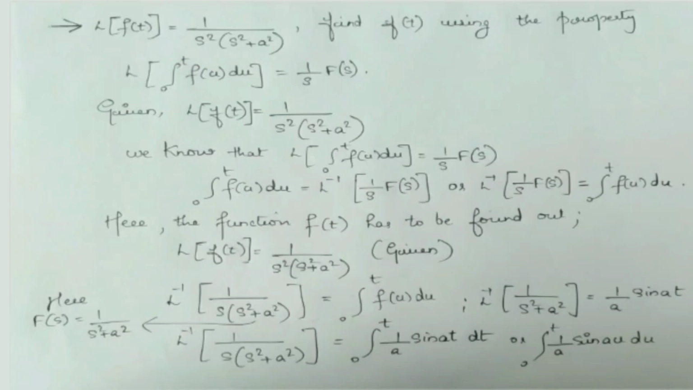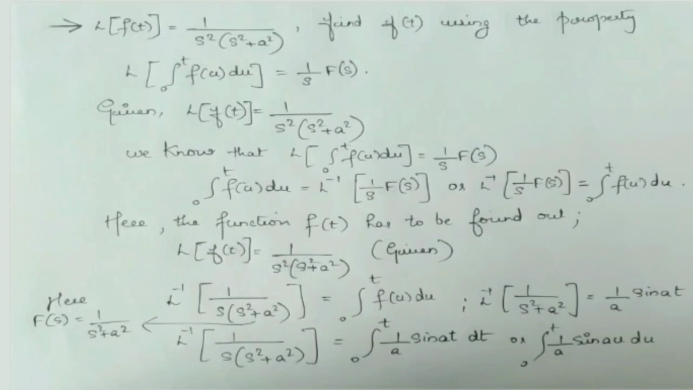So, for the time being, let's consider 1 by s into s square plus a square as the function. So, Laplace inverse of 1 by s into s square plus a square will be equal to integral 0 to t f of u du, right? This is of the form 1 by s f of s. So, Laplace inverse of 1 by s f of s is equal to integral 0 to t f of u du or integral 0 to t f of t dt.